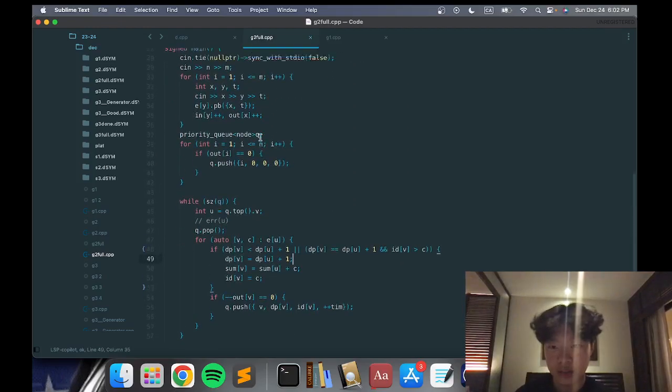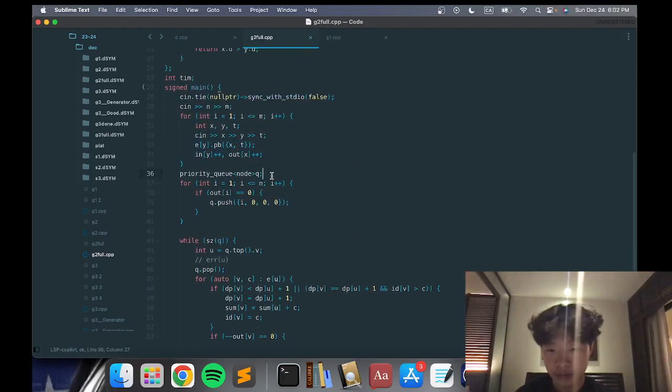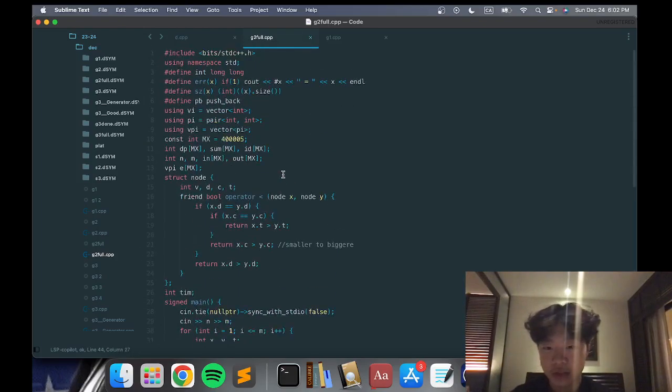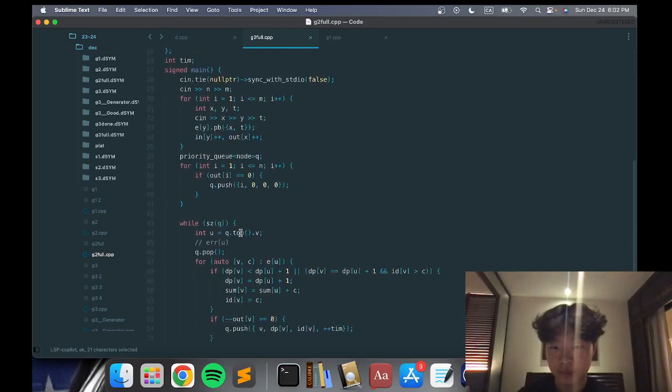So let's see, taking the input, this is a reverse graph, and then make a priority queue, and then push in all of the sinks. Okay, so let's look at the priority queue. The priority queue first is based off distance, so it's a BFS, and then if the distance is the same, it's based off its label. The one with the smaller label is put in front, and then if the label is the same, it's based off time. And what is time?